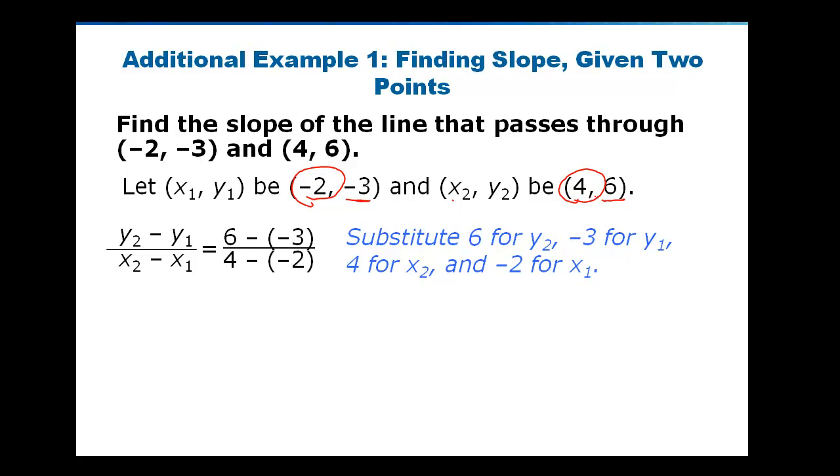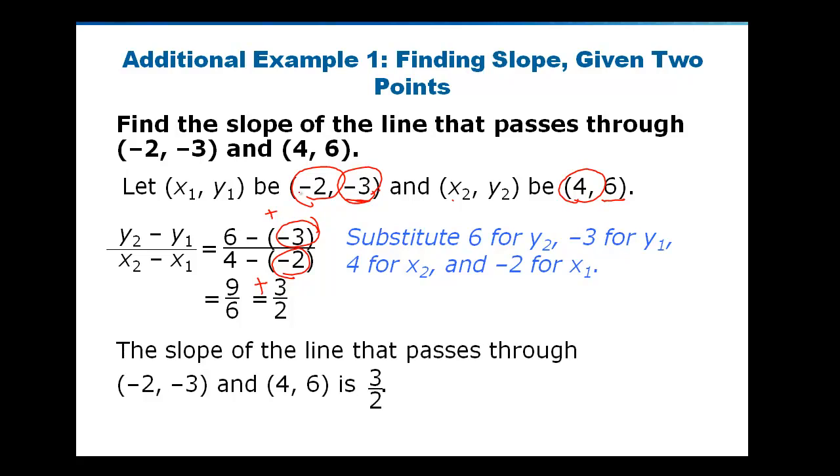So we will take 6 minus, and we will take -3 with its sign, so it will be -3, over 4 minus -2 with the sign. So 6 minus -3: negative times negative is positive, so 6 plus 3 is 9, and 4 plus 2 is 6. So 9 over 6, which means 3 over 2, okay? So the slope is 3 over 2.